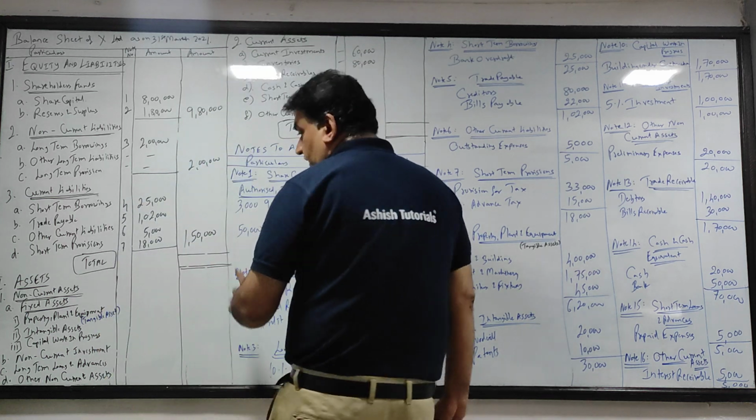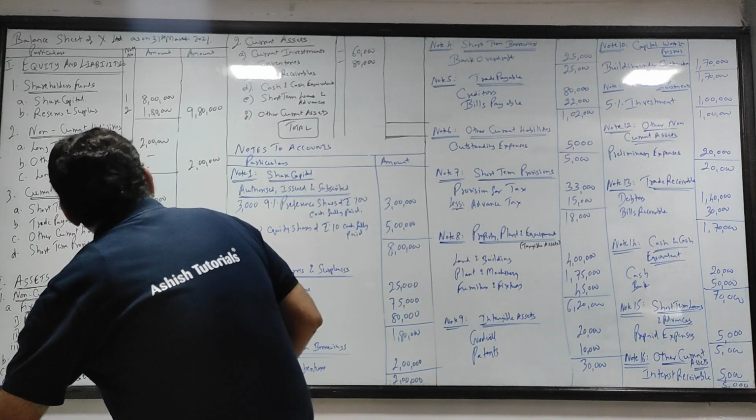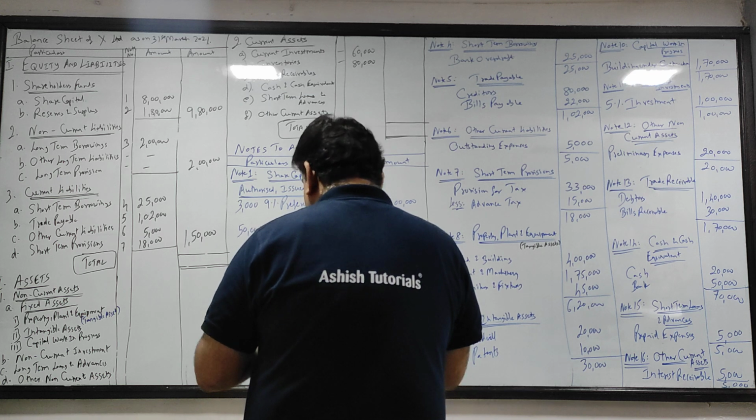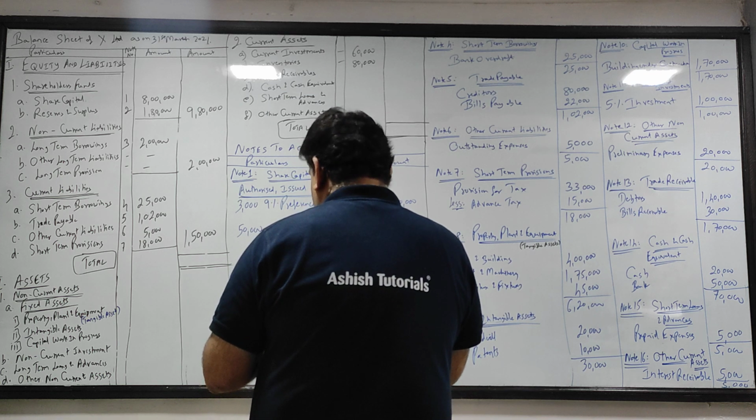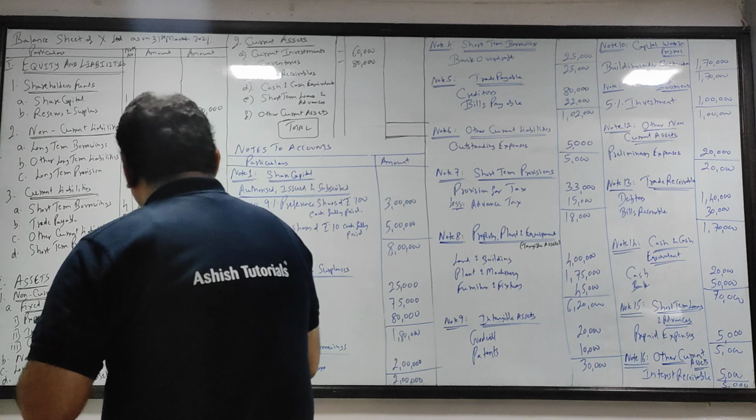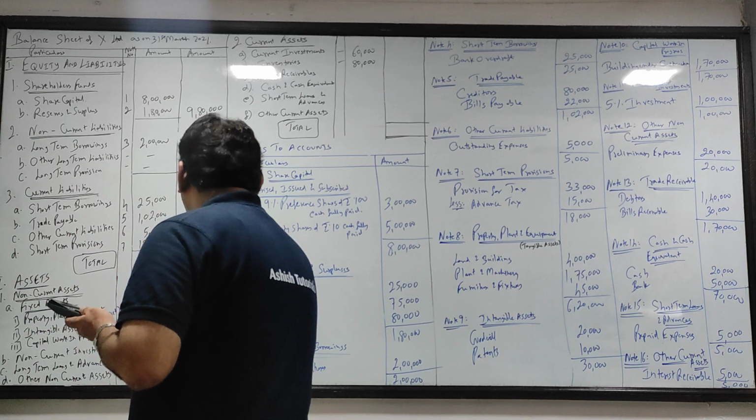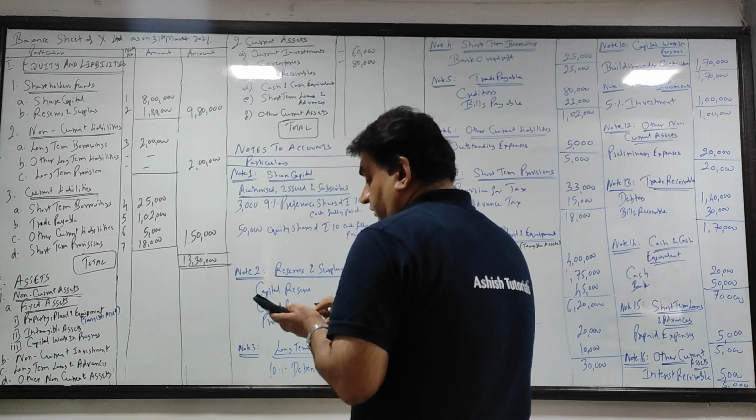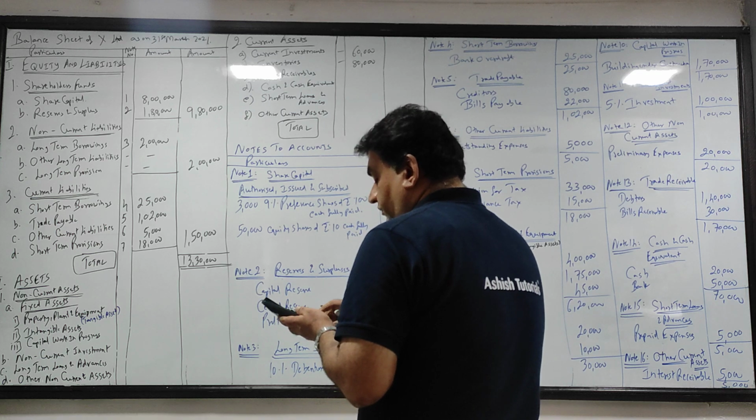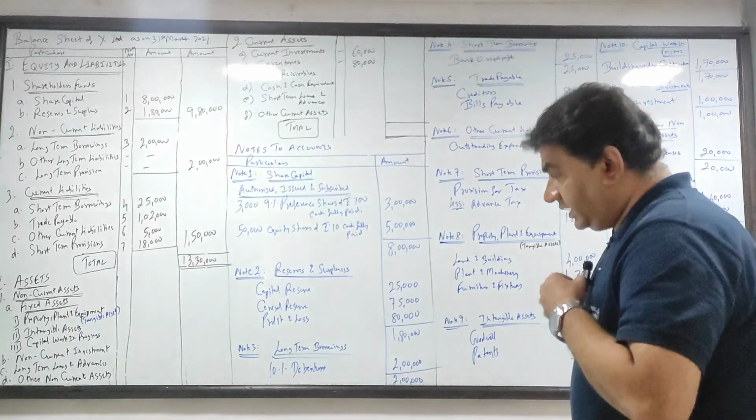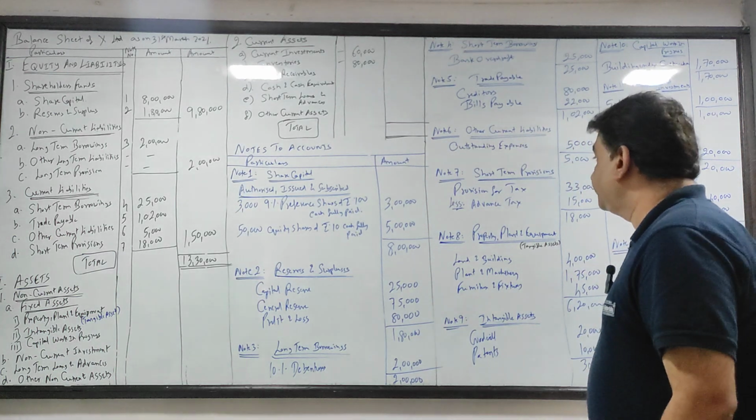Okay. Now let's just take the total of this liability side. 980 plus 2 lakh plus 150 gives you 1330.